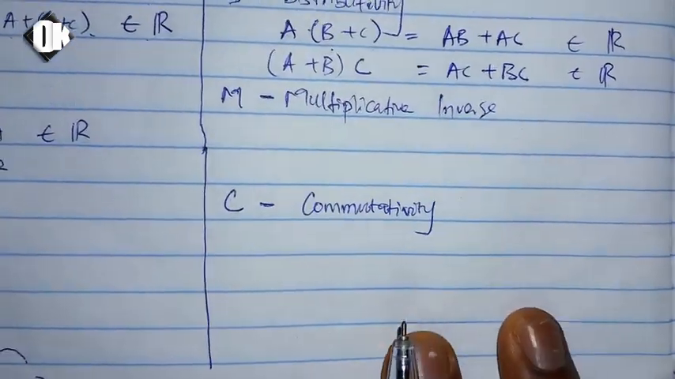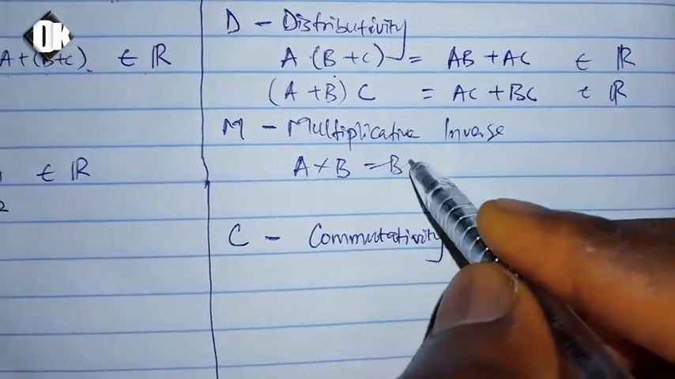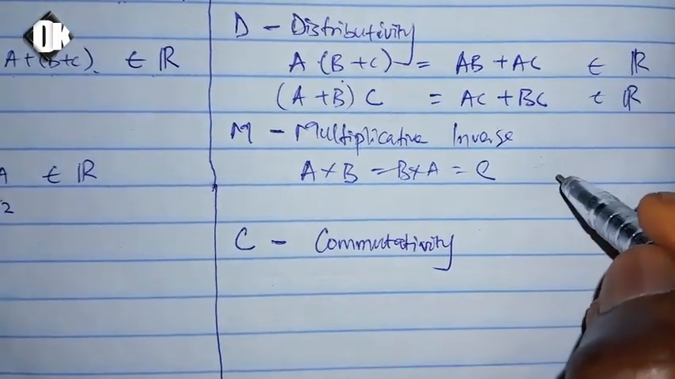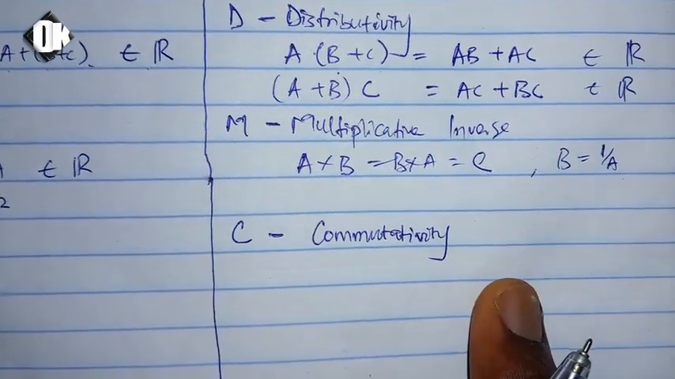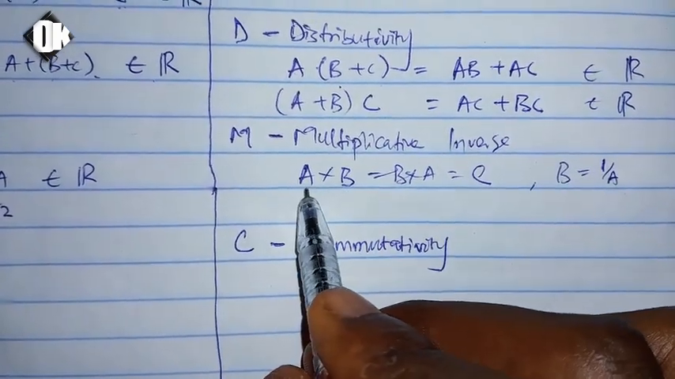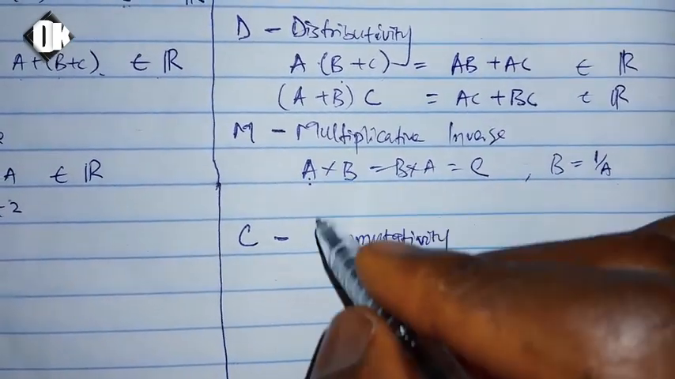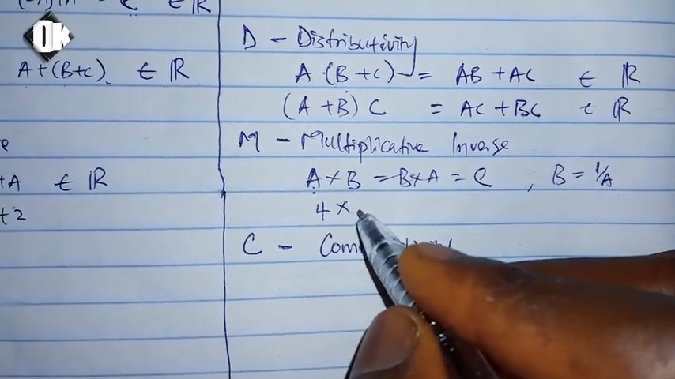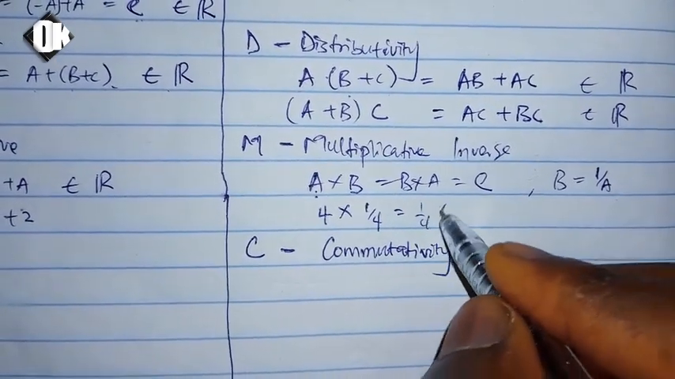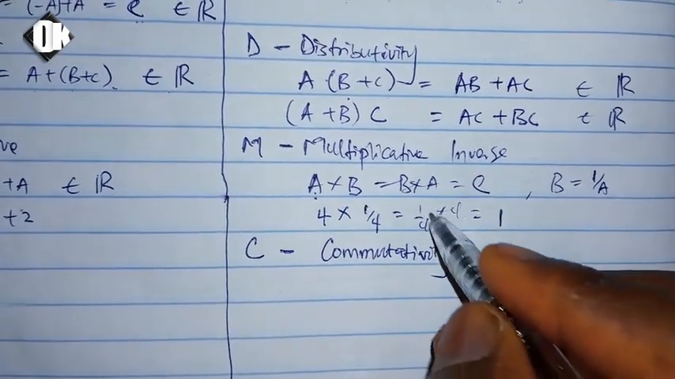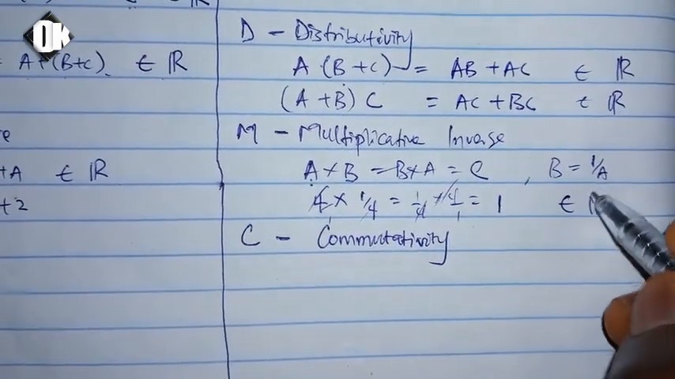So, the multiplicative inverse is when I have A times B equals B times A, all equal to E, where my B in this case is equal to 1 over A. Now this is just like the reciprocal. What's the reciprocal of A? That's 1 over A. What's the multiplicative inverse of A? That's 1 over A. So if I have something like 4 times, now the inverse of 4 will be 1 over 4. That becomes 1 over 4 times 4, which must give me 1, because they'll cancel themselves out.